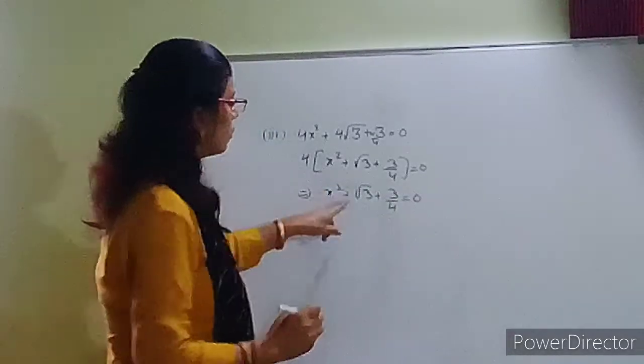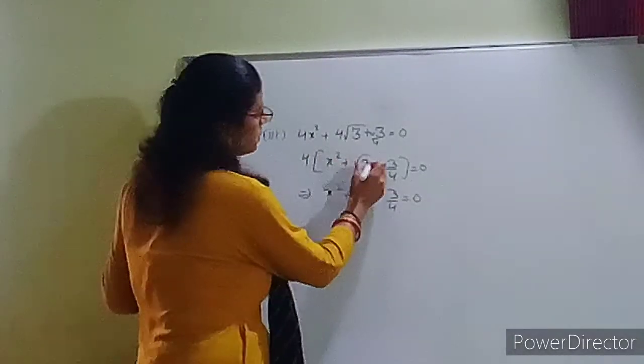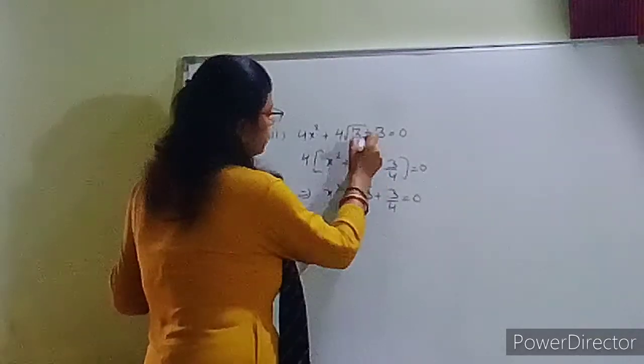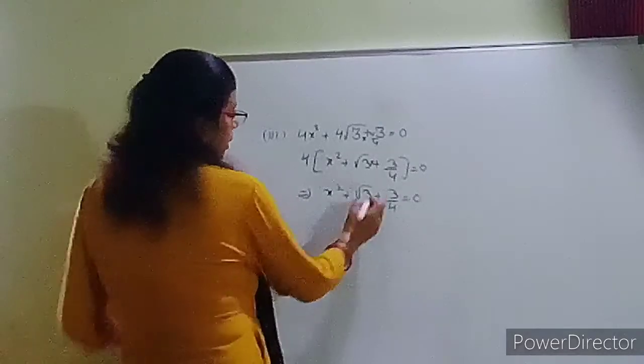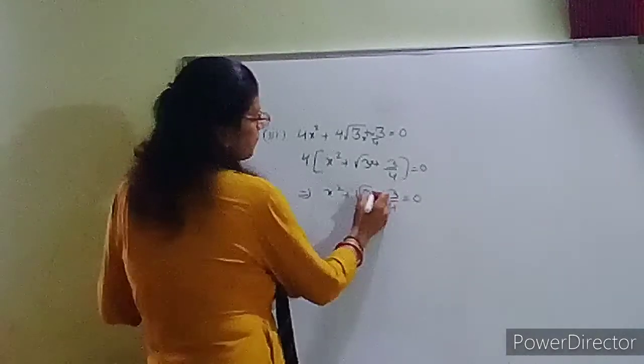Now how do you have to do it? I am taking this as x. Okay, sorry, this is 4 root 3 x. Okay, so now this is root 3 x.